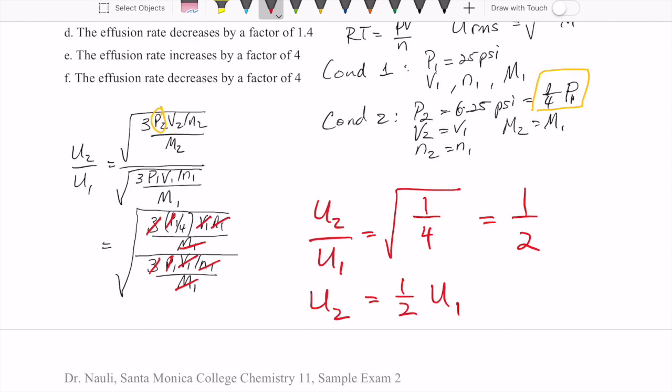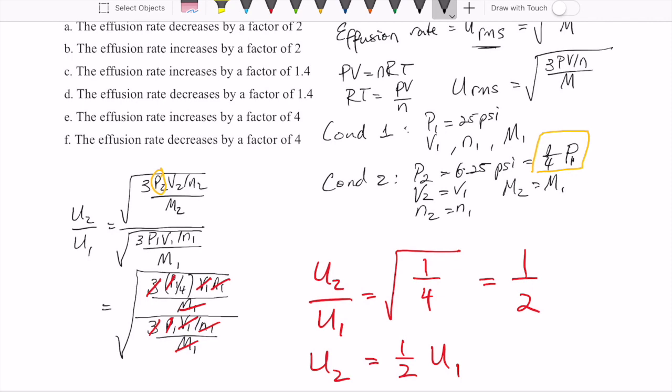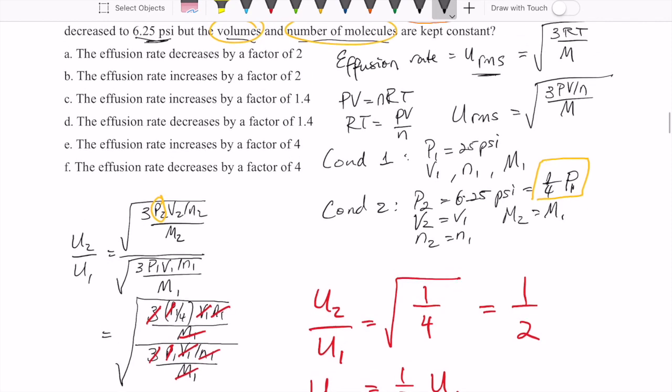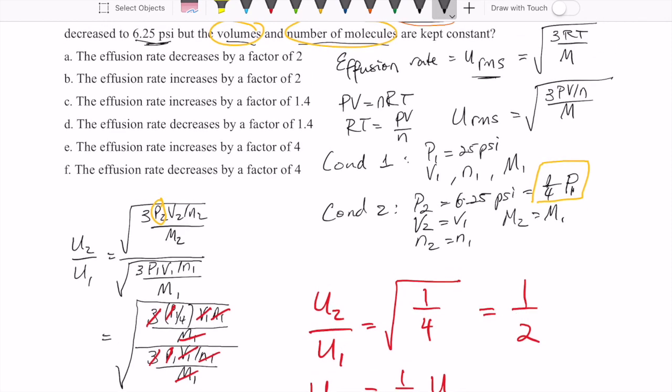So in other words, the speed or the effusion rate at condition 2 is going to be half of the speed at condition 1. So the effusion rate in this case has decreased by a factor of 2, okay, which is answer A right here.